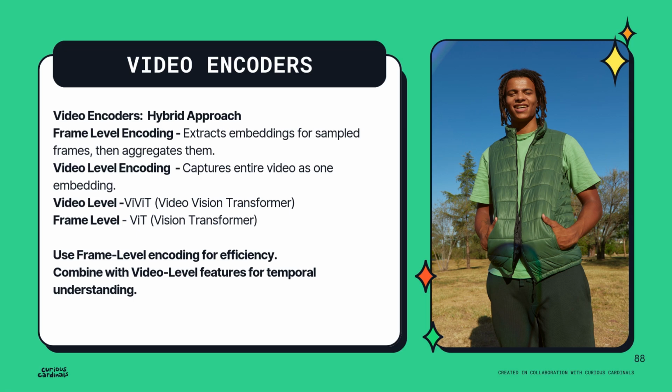Generally, as the name says, frame level encodings are much more efficient because they deal with a smaller amount of data. It's like a frame. But if you're putting every entire video as one embedding, then it's expensive. And then you can combine with video level features because it keeps the temporal properties of the video intact.